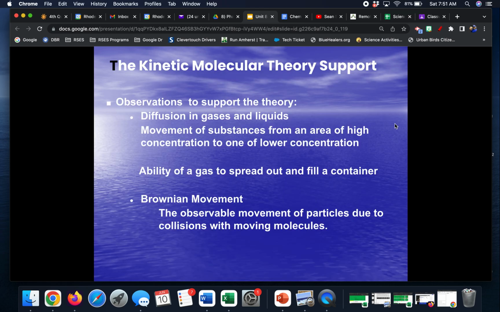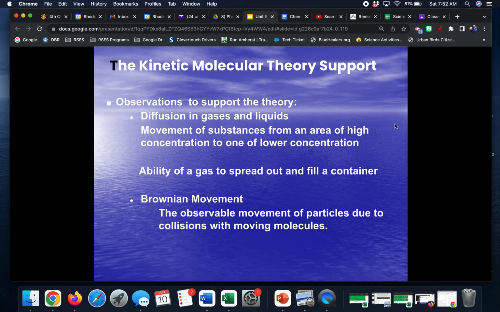How do we know all this? What observations do we have? We have diffusion in gases and liquids. I'll give you a disgusting example of diffusion. If you're sitting in a classroom and the person next to you farts, you're going to be the first one to smell it because the gas will spread from where there's a lot, right by the person who did it, to where there's not so much.